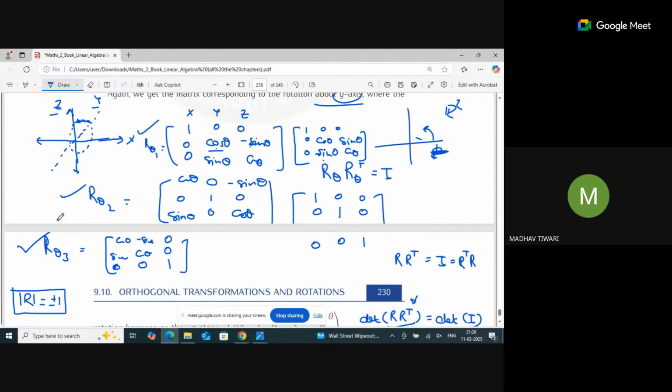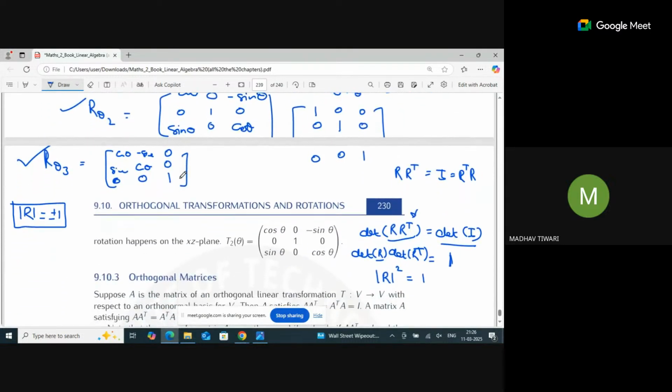Now you can verify this from here. Let me find the determinant for this third one. It is visible from here. Let's say I am finding it with respect to the third row. This is 0, 0, 1, so I can see the 1 times.